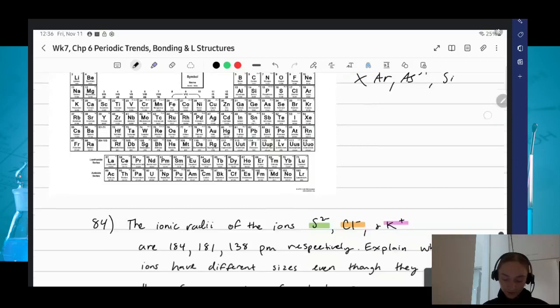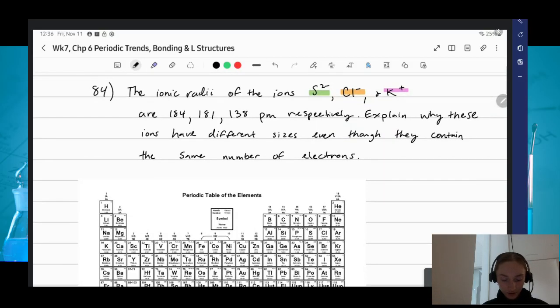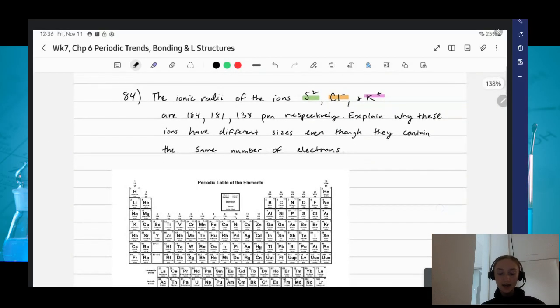Okay, so let's move on to question 84. The question is: the ionic radii of the ions S2-, Cl-, and K+ are 184, 181, and 138 picometers respectively. Explain why these ions have different sizes even though they contain the same number of electrons.